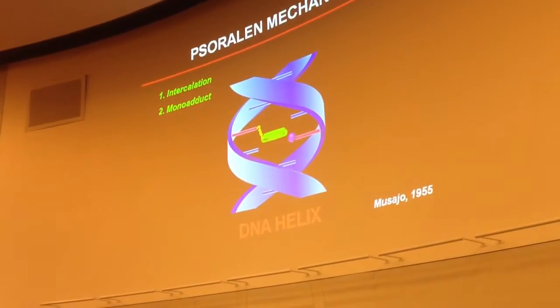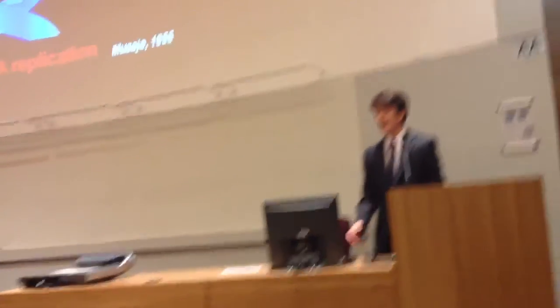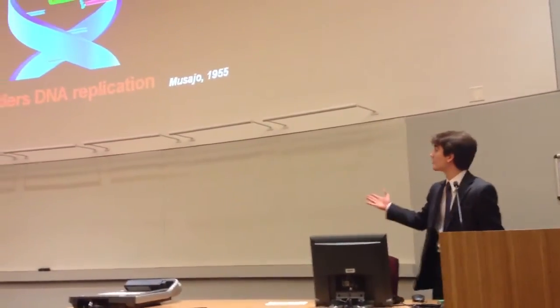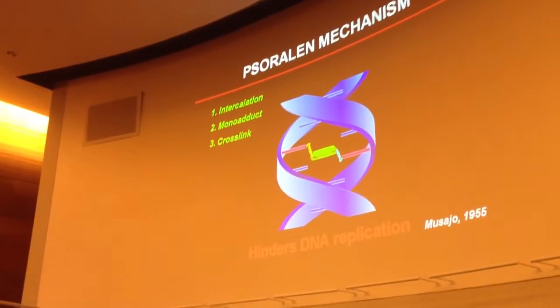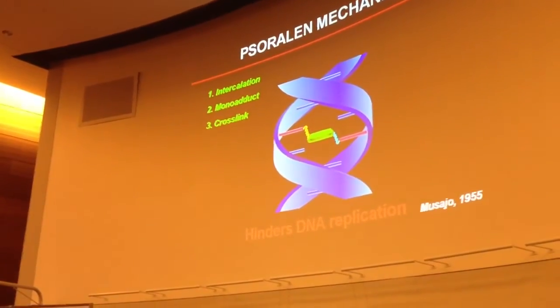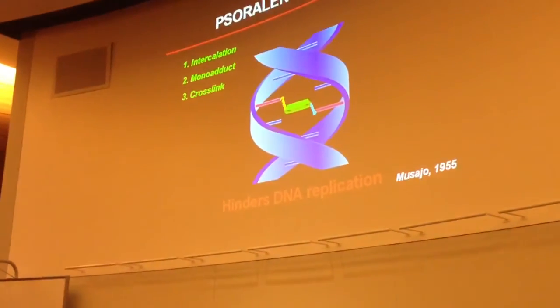And if another photon excites the monoadduct species, another covalent addition occurs on the other end, and a crosslink is formed. And Musajo showed that these crosslinks hinder DNA replication because the polymerases that unwind the DNA simply can't bypass these adducts. And as a result, you can actually show that psoralens generate apoptosis.